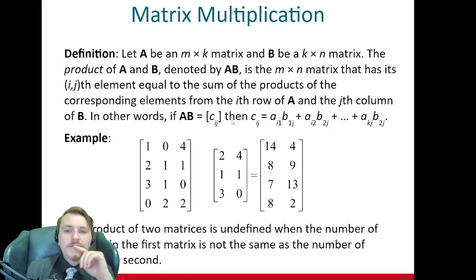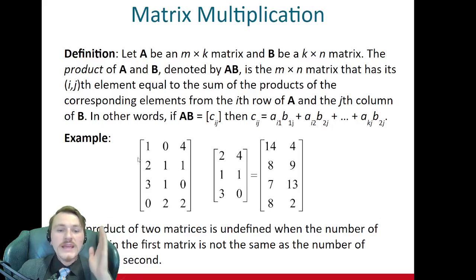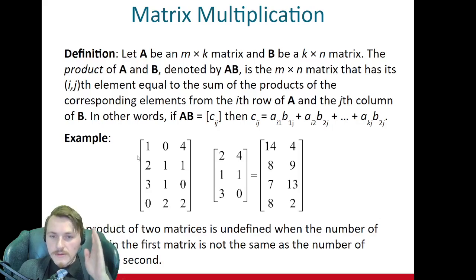Multiplication is less straightforward. I couldn't read these words, but you can also read these words. The thing behind me says the product of 2 matrices is undefined when the number of columns in the first matrix is not the same as the number of rows in the second matrix. What is that saying? It needs to be a very specific configuration for you to be able to multiply. Specifically, the number of columns of the first matrix, 1, 2, 3, must be equal to the number of rows in the second matrix, 1, 2, 3. And it's for this reason.